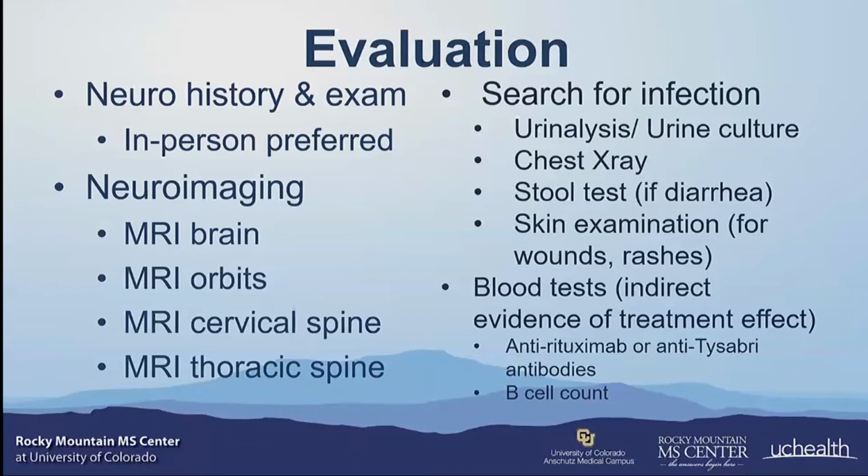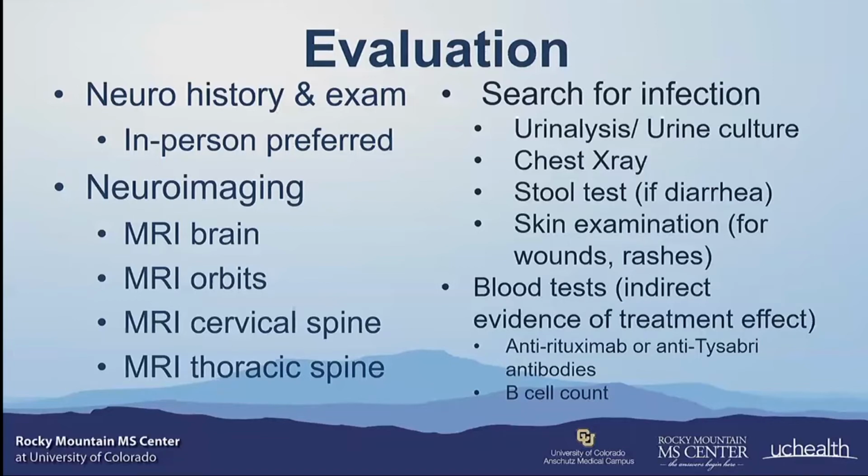And then there's often a search for infection because, again, I said one of the key triggers for pseudo-exacerbation is the co-occurrence of infection. And so we might order things like urinalysis, urine culture, chest x-ray, perhaps even stool tests or examining the skin for rashes. Blood tests can also sometimes be useful, either to look for blood infection or sometimes as indirect evidence of treatment effect.